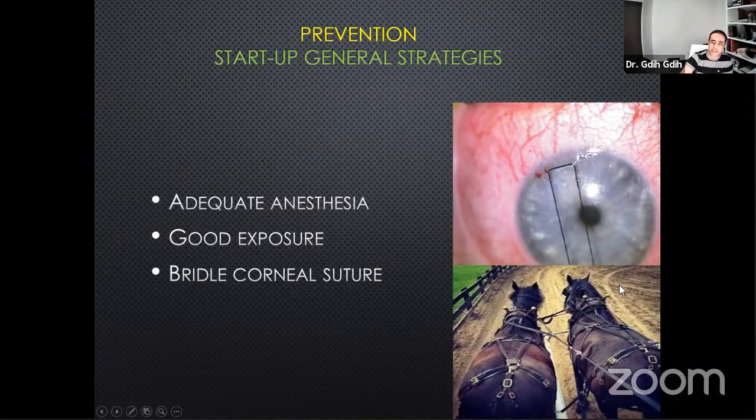In glaucoma surgery, we start with a bridle suture, and the bridle is the rope that's wrapped around the horse for better control. It's the same thing here when you insert the suture in the peripheral cornea and then expose the superior conjunctiva for better dissection and control.